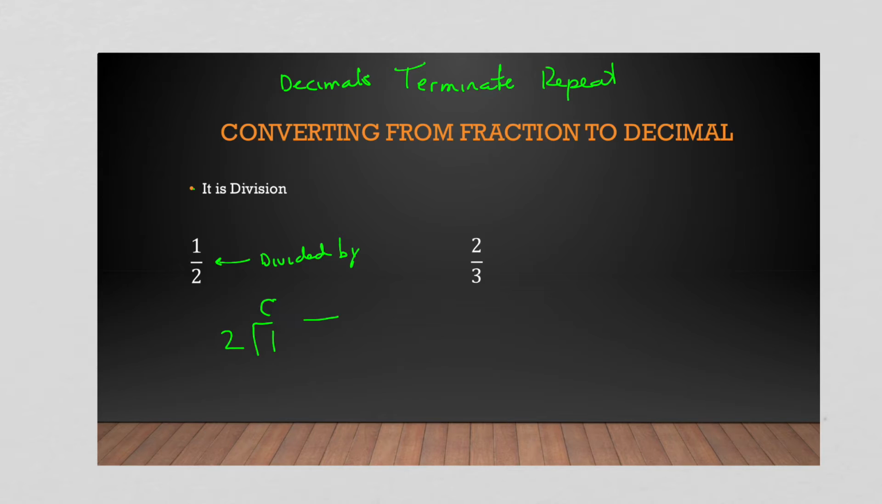So then it's decimal point, decimal point. Add as many zeros as you need to. So now we're short division. How many times does 2 go into 10? 5 times. No remainder. You're done. That is why 1/2 is equal to 0.5.